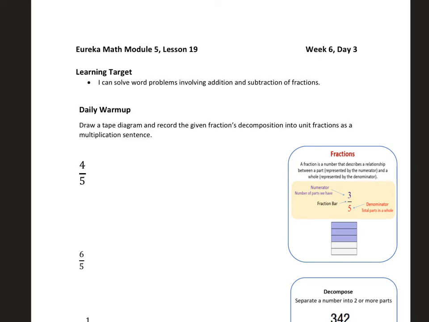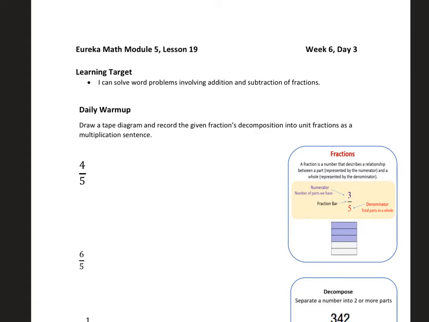Today's video is for week 6, day 3, and we are on the Eureka Math Module 5, lesson 19. Our learning target, our objective, is I can solve word problems involving addition and subtraction of fractions. For our warm-up, it says draw a tape diagram and record the given fraction's decomposition into unit fractions as a multiplication sentence.